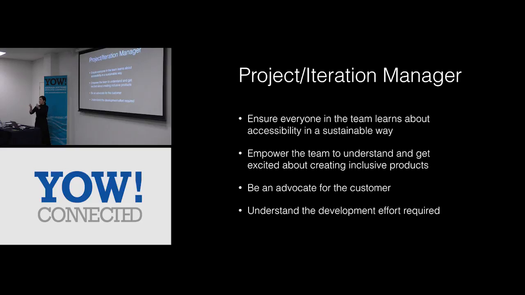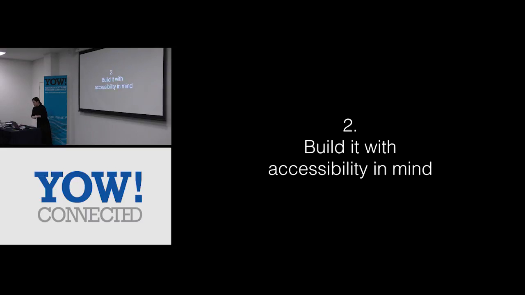So let's try and bump all of those decisions and all of that information upstream. So a project or an iteration manager might ensure everyone in the team learns about accessibility in a sustainable way. They'll empower the team to understand and get excited about creating inclusive products. They'll be an advocate for the customer, whoever that might be, and they will try to understand the development effort required to better plan for that project. The second thing is to just build it with accessibility in mind at all times.